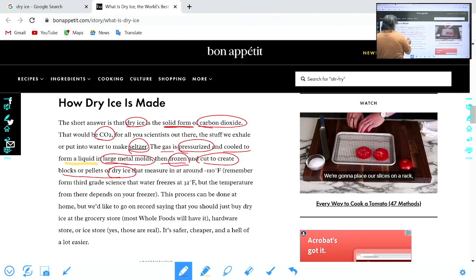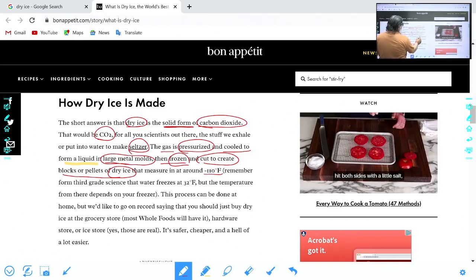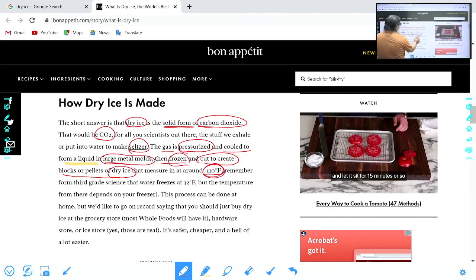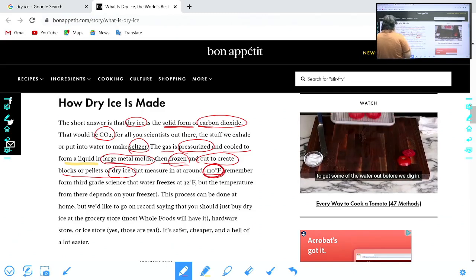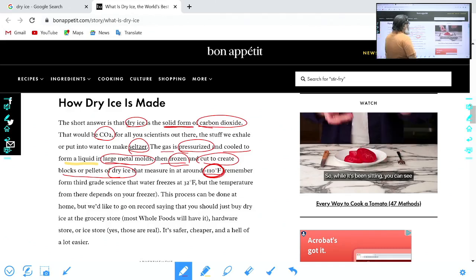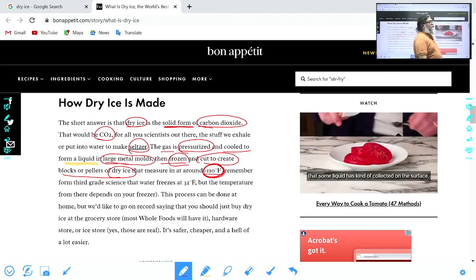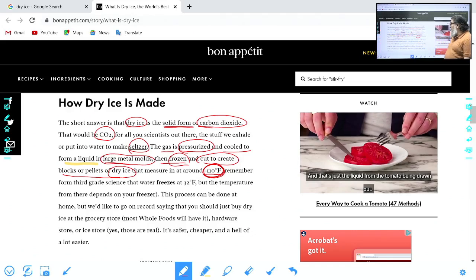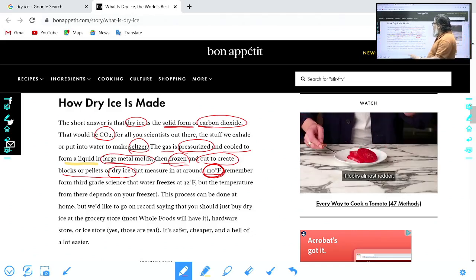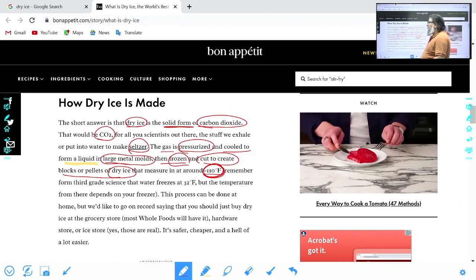Now see here, around this temperature, -110 degrees Fahrenheit, CO2 becomes a solid.